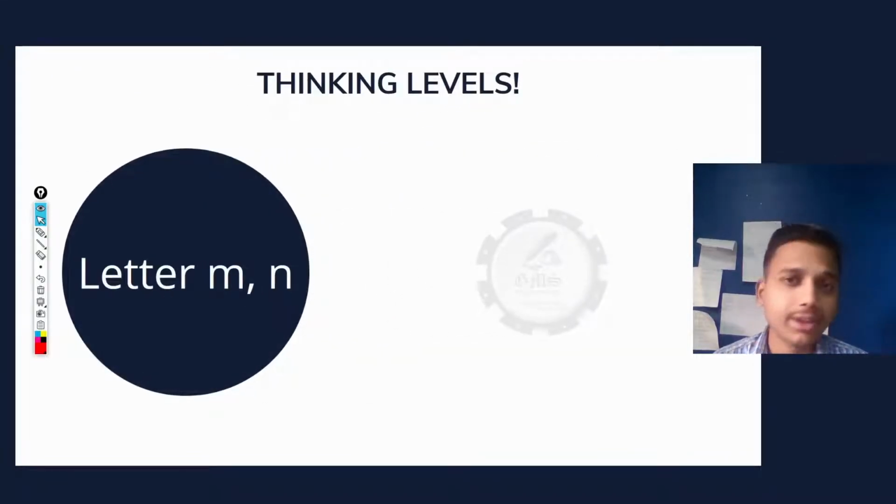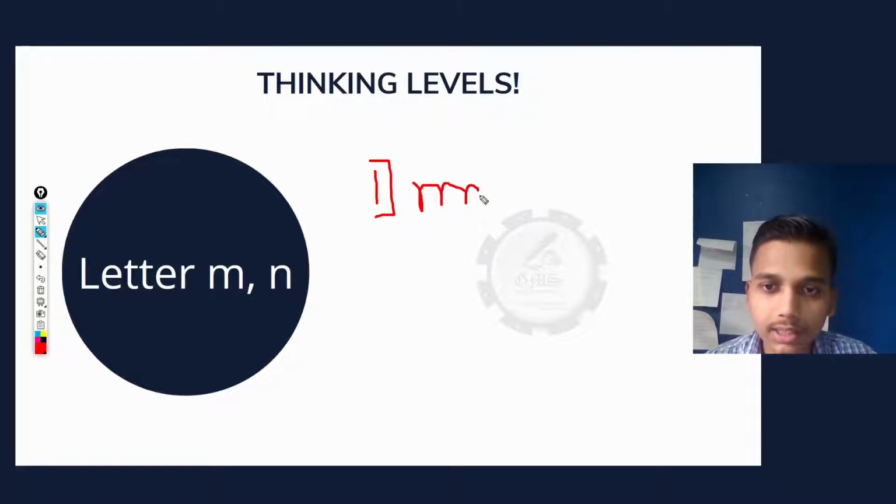So there are different types of thinking levels which depend on the writer. Some writers are fast thinkers, some writers are slow thinkers. Okay, now it depends on how they are writing these two letters in particular. It also depends on other letters as well, yet these two are the main letters for determining the thinking levels. Thinking levels in the sense, are they a fast thinker or a slow thinker?